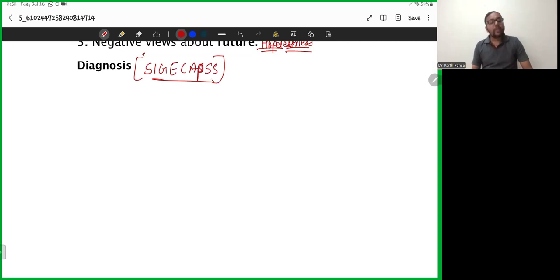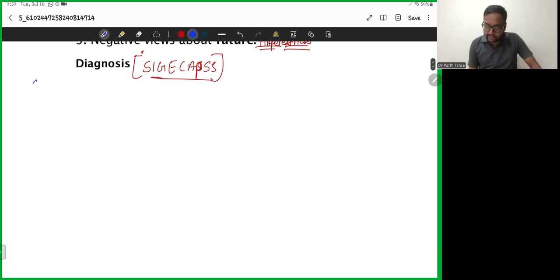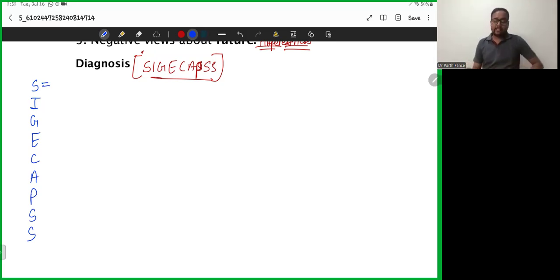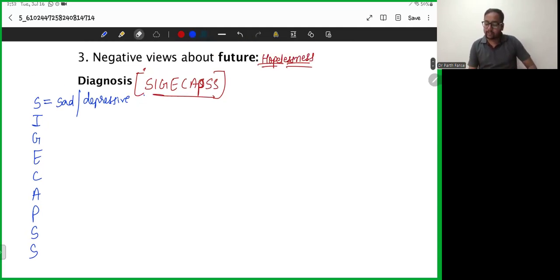Psych-CAPS. We want to remember a mnemonic, Psych-CAPS, by which we can diagnose whether a patient is suffering from depression or not. Let's classify what we mean by Psych-CAPS. I'm writing over here, pay attention to the screen. What is S? S is for sad or depressive mood. Sorry, I mentioned disorder, but it is mood.